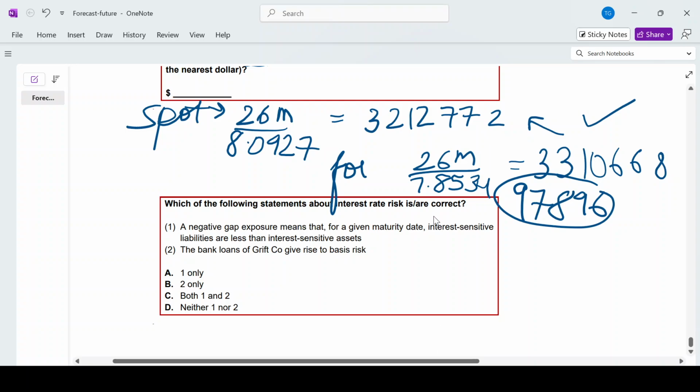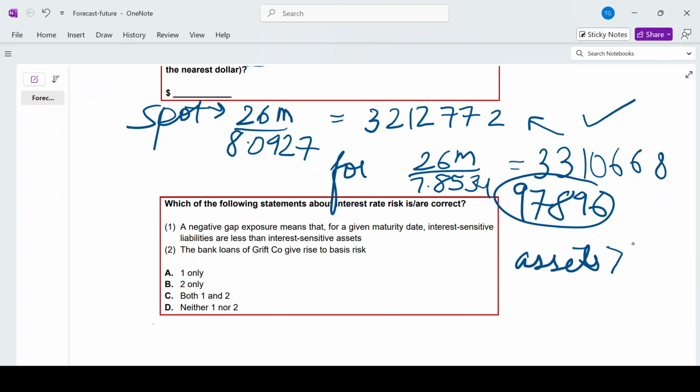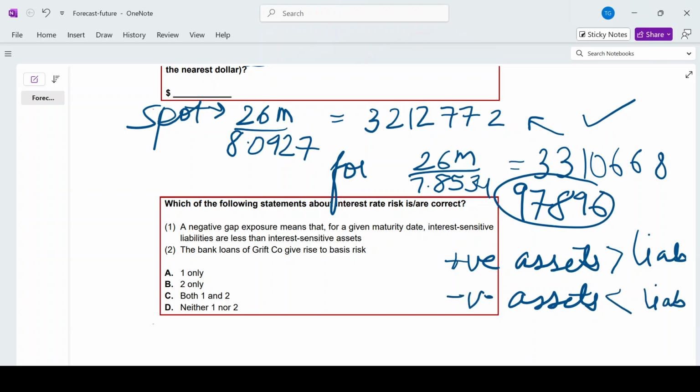So the way to remember the gap exposure is very simple. If you have assets more than liabilities, it's a positive gap. And if you have liabilities more than assets, then you have a negative gap. Let's read the statement again. Interest sensitive liabilities are less. No, liabilities are more in the negative case. So this makes this statement incorrect.